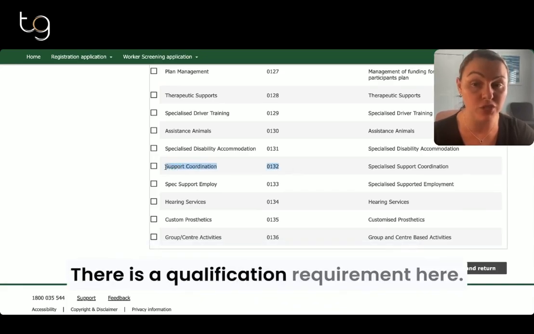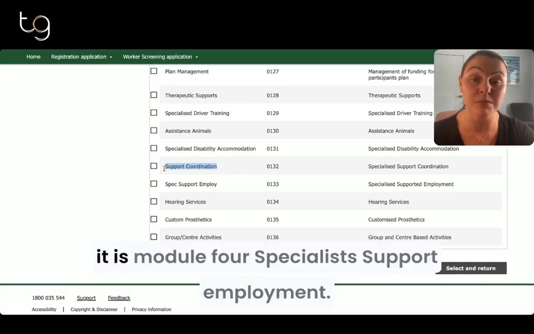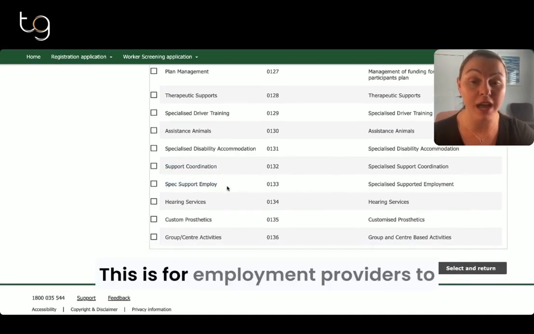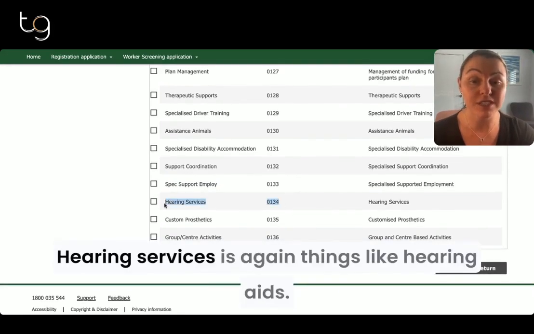Support coordination. This is specialist support coordination, level 3, for temporary, transitional, high needs support coordination. There is a qualification requirement here. It does add complication and cost because it is module 4. Specialist support employment. This is for employment providers to support people with disability into employment. Hearing services is, again, things like hearing aids.